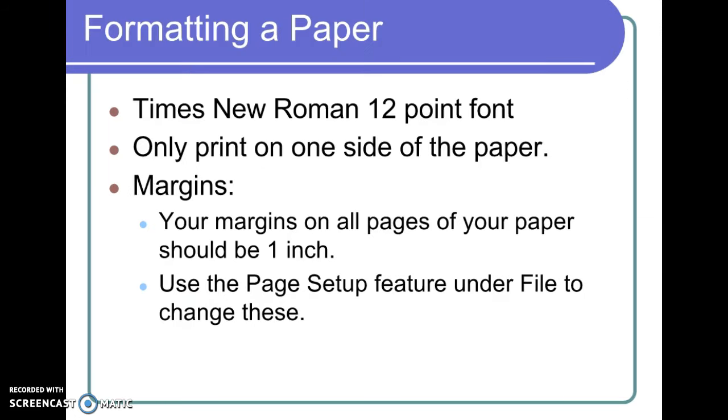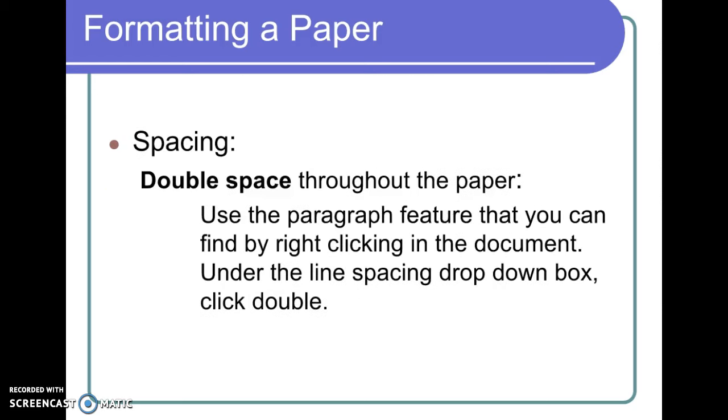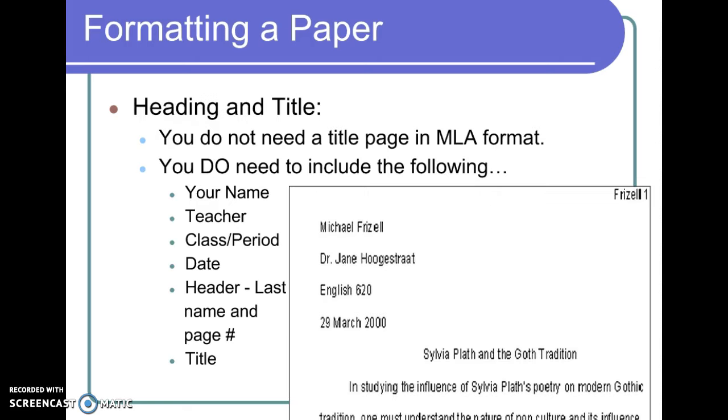First, for formatting a paper, you're always doing this, typing in Times New Roman 12-point font. Only print on one side of the paper. I can help you do that if that's something you need help with. Margins are only 1 inch, and spacing needs to be double spaced so that people can give you feedback when you're revising. When you're in the revision process or editing process, the teacher as well as an editing partner can give feedback. And when you're finished with your final draft, your teacher can provide feedback by writing in those spaces.